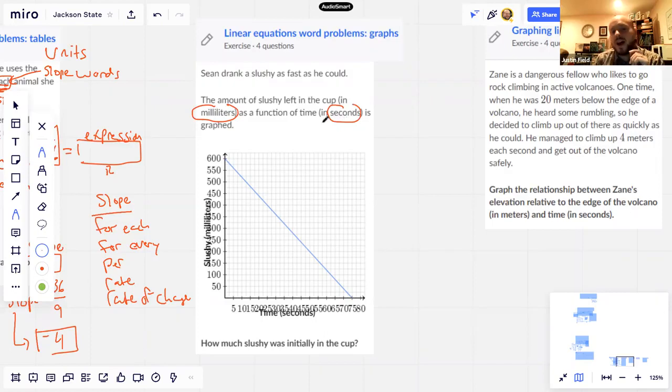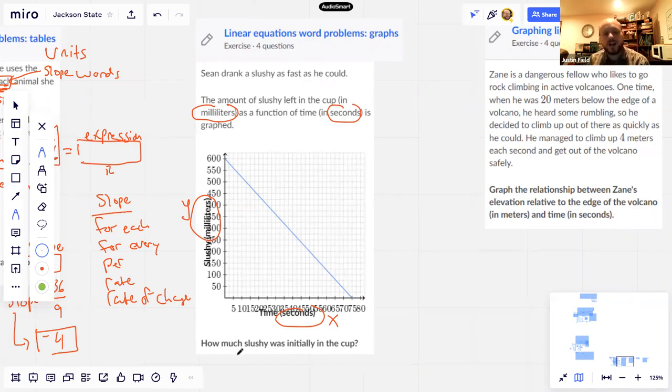But guess what? On the graph, the units are easy to see too, except on this graph, which is all scrunched up. But it won't be when it's on your assignment. This is just a summary page, so it got scrunched. So seconds is right there. Seconds is our x unit, our x variable. Millimeters is right there. That's our y variable.